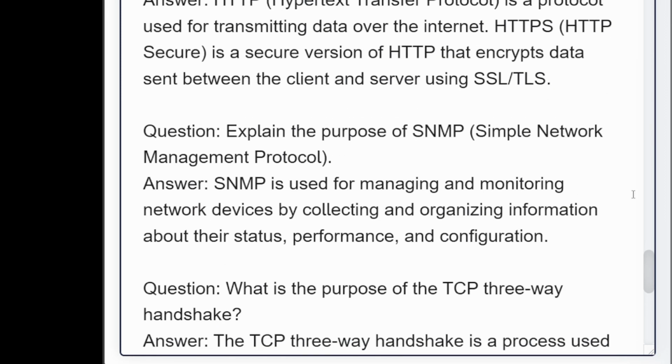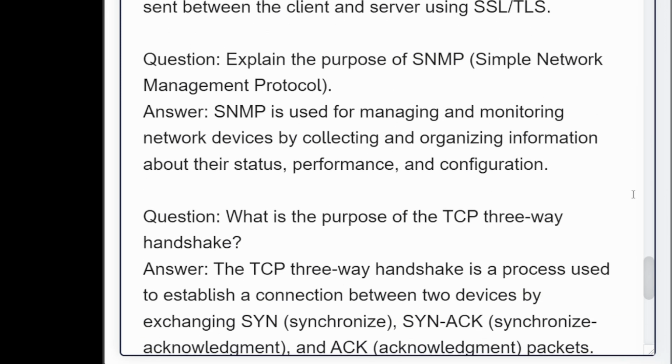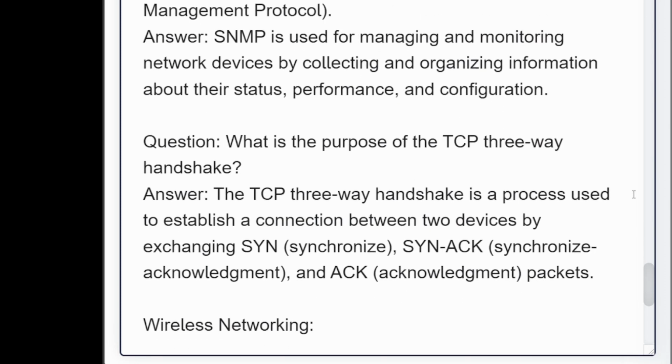Question: explain the purpose of SNMP, Simple Network Management Protocol. Answer: SNMP is used for managing and monitoring network devices by collecting and organizing information about their status, performance, and configuration. Question: what is the purpose of the TCP three-way handshake?